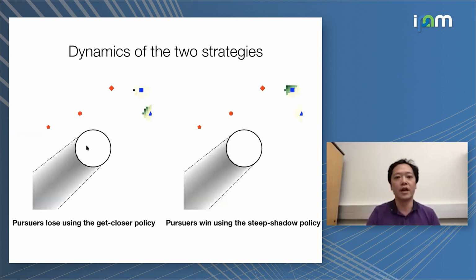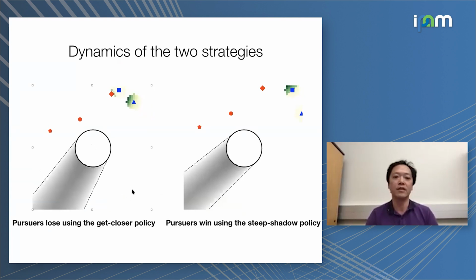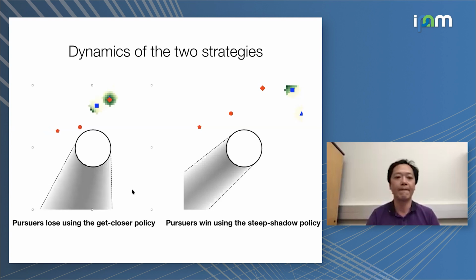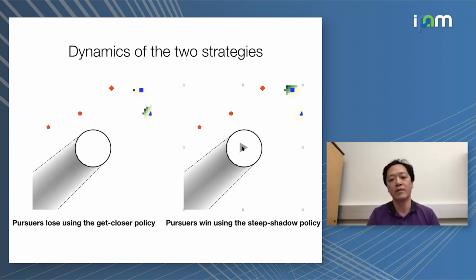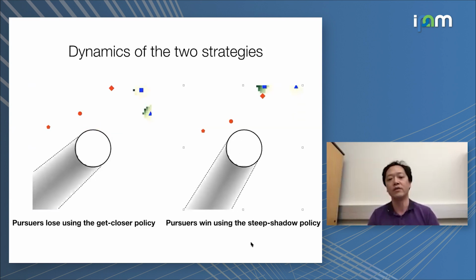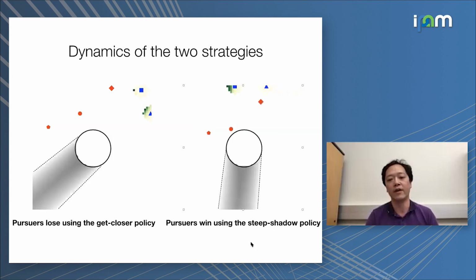So this is a gameplay for 5 players using this kind of policy. What you're seeing playing on the left is the get closer policy. Eventually, the pursuer would lose, like that. And on the right, the pursuer uses the steer shadow kind of policy.